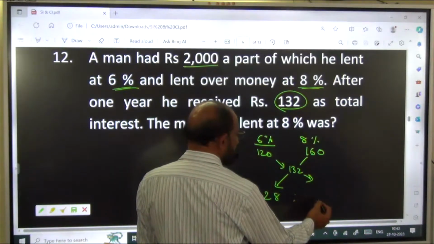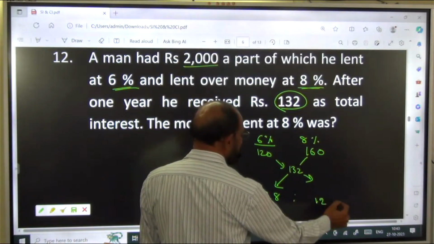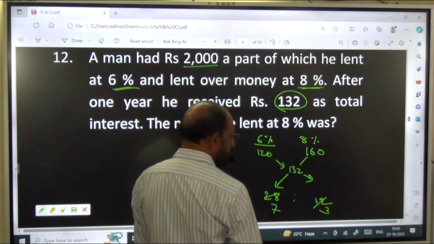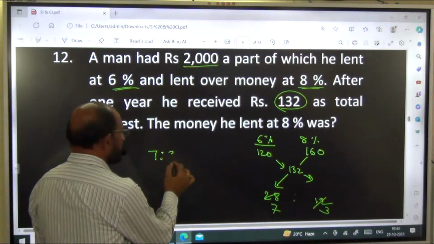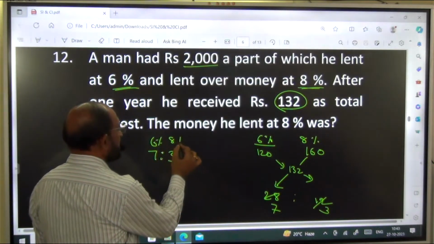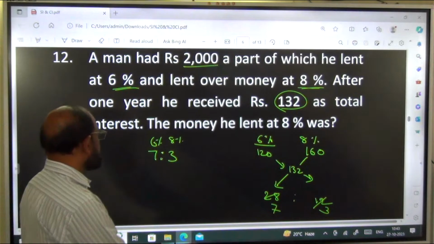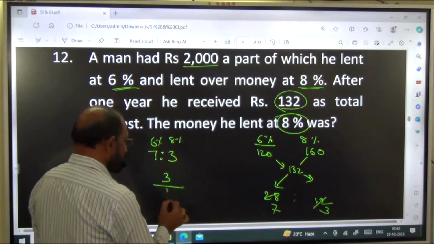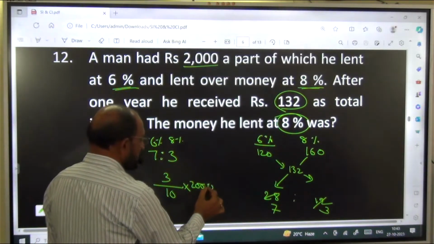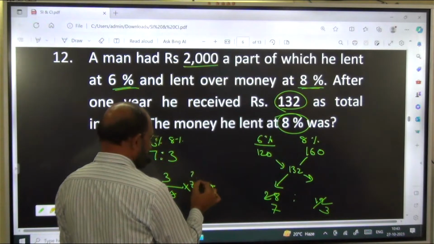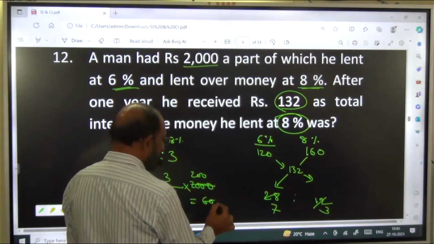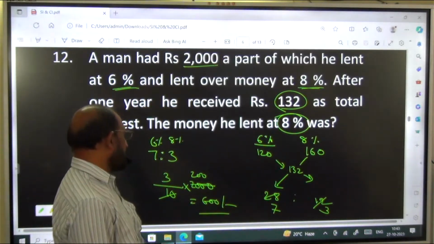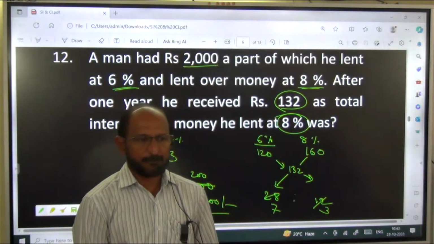Here, 8 minus 6 is 2, and 132 minus 120 is 12. Calculation: 4 threes are 12, 4 sevens are 28. The amounts will be in the ratio 7 is to 3, for 6% and 8%. The 8% amount is 3 by the sum of the ratio, 10, into 2,000 rupees. So 10 ones are 200. So 600 rupees is given at 8% and the remaining 1,400 is given at 6%.